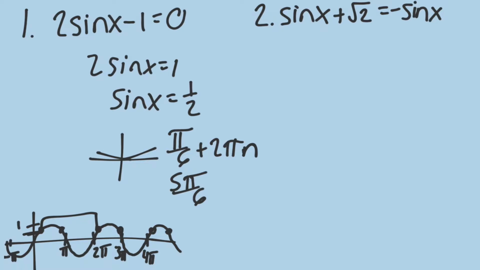We can add a 2 pi, but we can add it multiple times. So I'm going to add an n, 2 pi any number of times. We can add it twice. We can keep going, and that'll keep giving us more answers. Same with 5 pi over 6 plus 2 pi n. We start with 5 pi over 6 and can keep adding another 2 pi, giving us our other answers.